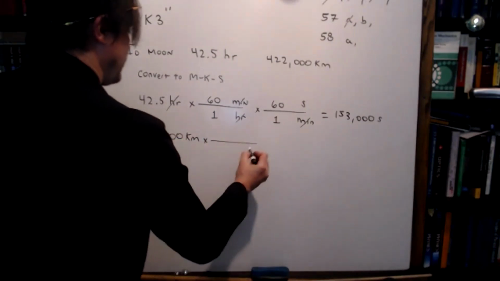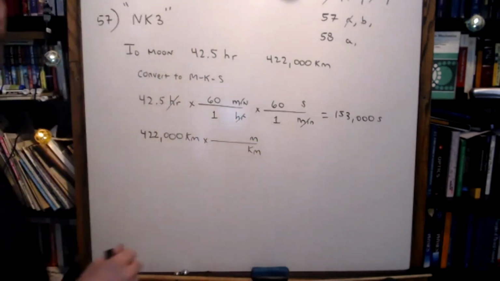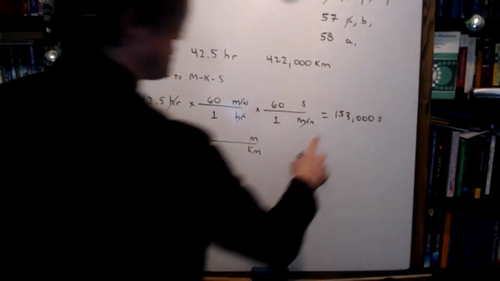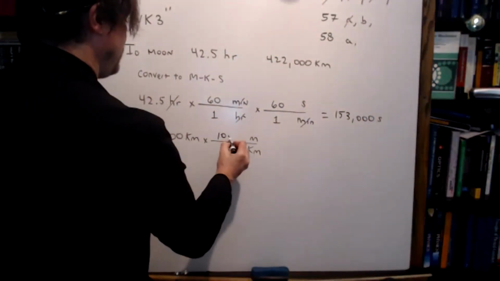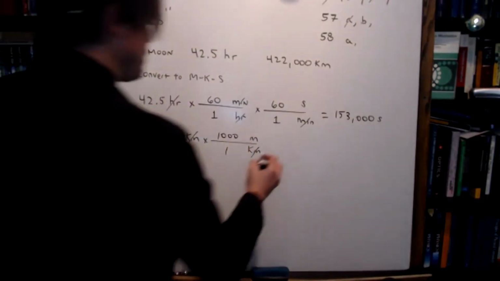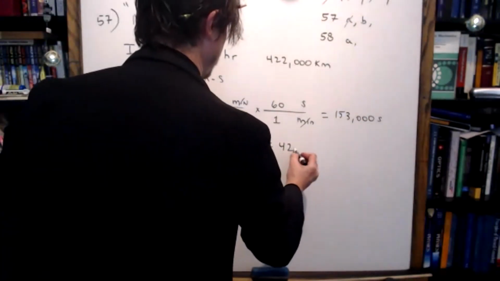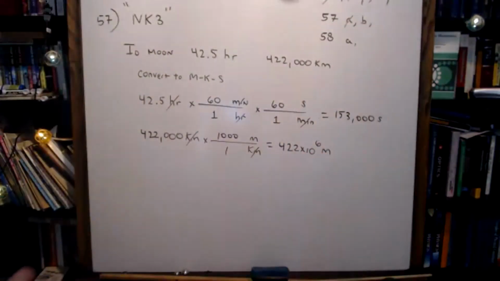Okay, let's do the 422,000 kilometers now. What's my conversion factor from kilometers to meters? 1,000 meters to 1 kilometer. So what does that give me for meters then? 422 times 10 to the 6 meters. Good. 422 million meters. All right, let's plug that in.